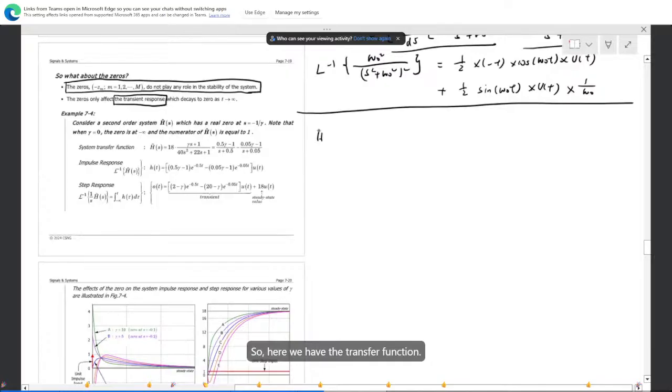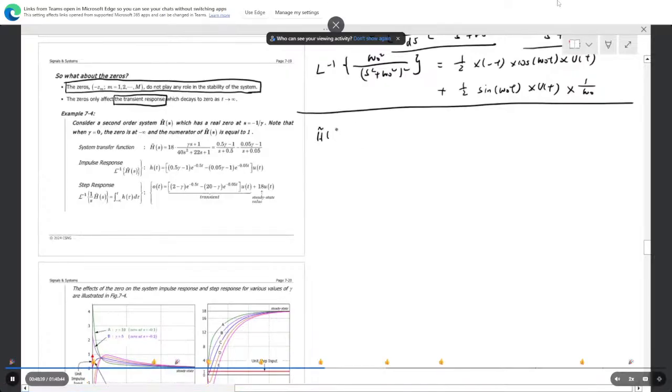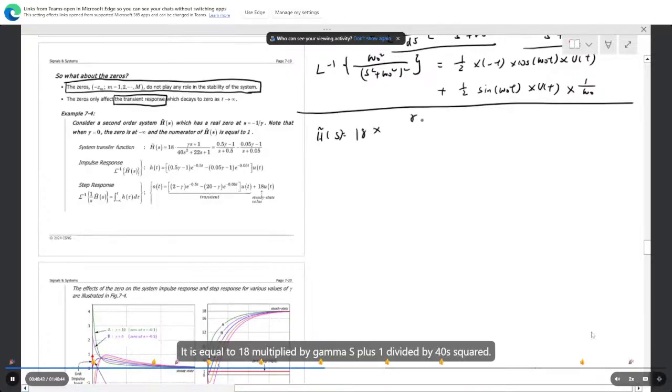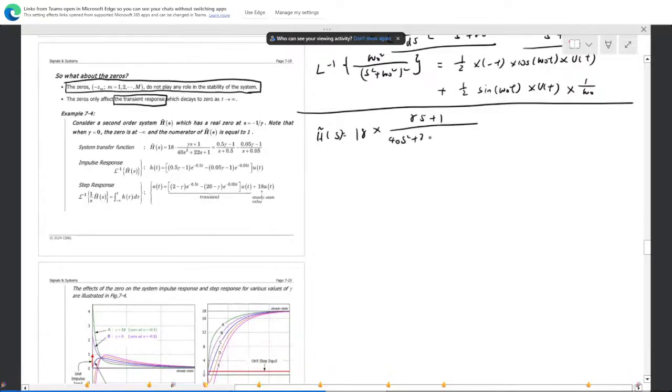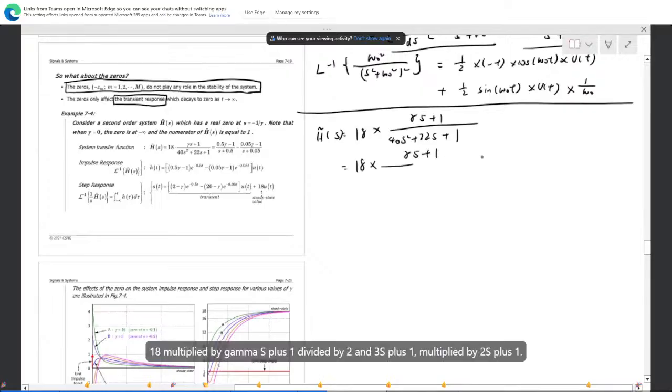So here we have the transfer function HTLS. It is equal to 18 multiplied by gamma s plus 1 divided by 40s squared plus 22s plus 1. And then I can write it as 18 multiplied by gamma s plus 1 divided by 20s plus 1 multiplied by 2s plus 1.